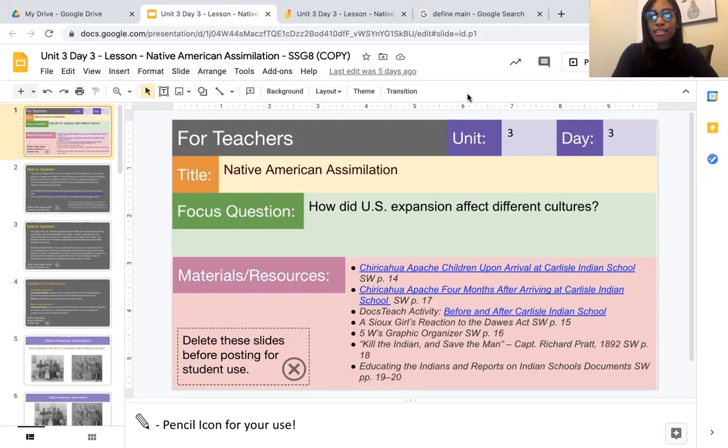As a scaffolding practice, we'll be focusing on building conceptual knowledge with the glossary as a scaffold tool to support MLLs. The title of this lesson is Native American Assimilation, and assimilation is definitely going to be the concept of focus. The way that we're going to teach it is with a glossary tool where the concept is made more clear for students with other concepts. The focus question is, how did US expansion affect different cultures? In this case, Native Americans.